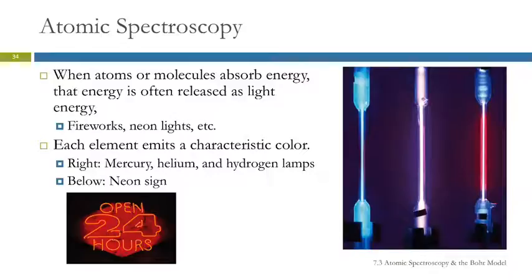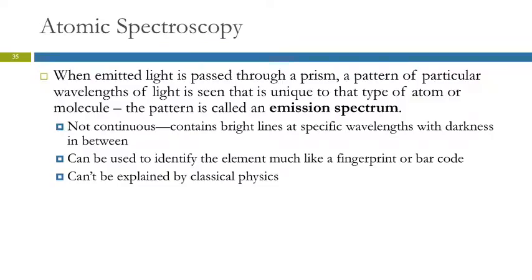When light that is emitted from one of these lamps passes through a prism, instead of seeing a rainbow like we do with sunlight, we see a pattern of particular colors. Remember, the color and the wavelength are related. This is called an emission spectrum. So it's not continuous. It has bright lines and mostly dark in between. It can be used to identify the element. It's a lot like a fingerprint or a barcode that you might scan at the grocery store. It's a series of lines, and their specific pattern is unique to that element.